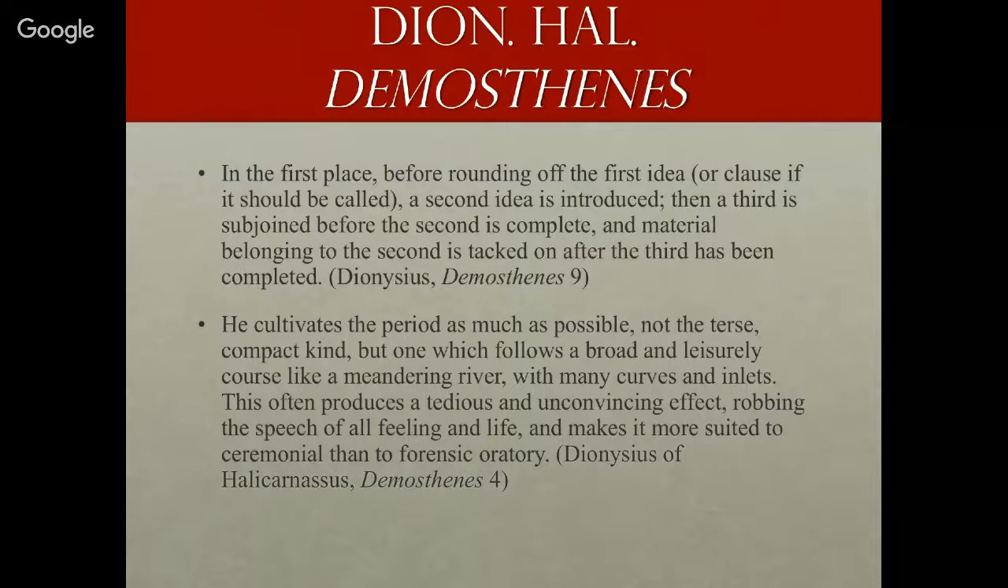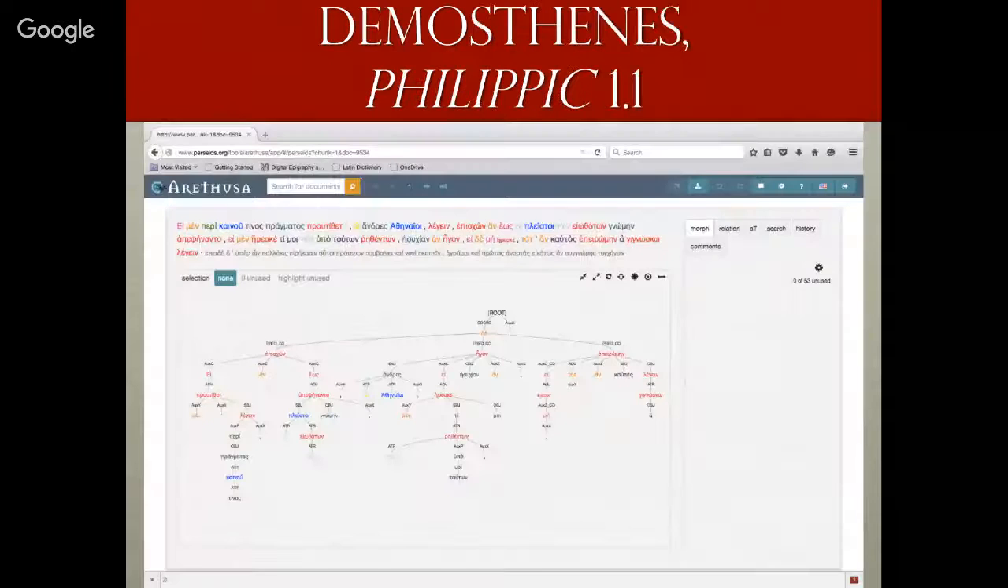And he continues again with Demosthenes. For him, Demosthenes is even more exuberant than Isocrates. That's why I thought that Isocrates was kind of in the middle. For example, in the first passage, it's very descriptive. He says that in the first place, before rounding off the first idea, a second is introduced, then a third is subjoined before the second is complete, etc., etc. And I think everybody who has ever read Demosthenes knows what Dionysius means. So you can see how all their stylistic differences are being penned down by Dionysius. And again, in one of the trees you can see the exuberance of Demosthenes.